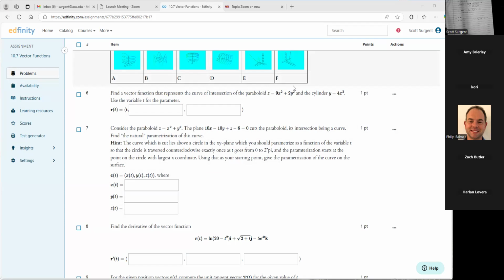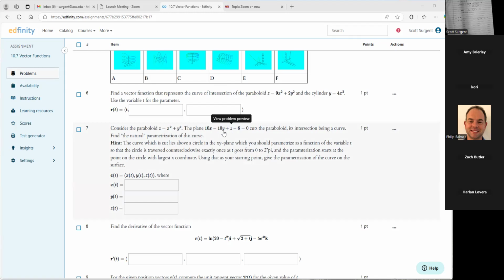Because the cross sections of this paraboloid, if you intersect this paraboloid, z equals x squared plus y squared, with planes that are parallel to the xy plane, you'll get circles. This thing's going to be tilting, so it's going to create an ellipse. Well, let's see what we get.